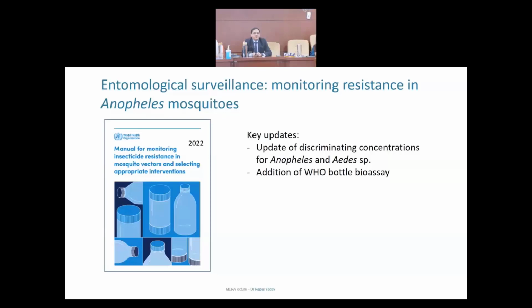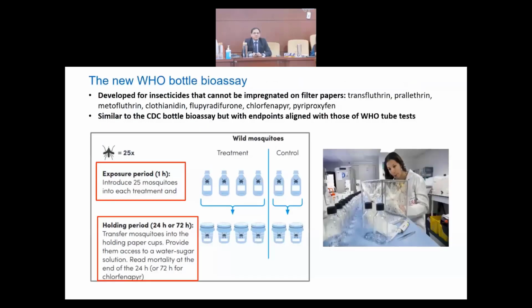We also added in this same manual a new WHO bottle bioassay, and I will explain a little about it later. So this is the WHO bottle bioassay. The WHO bottle bioassay was developed because we were unable to treat many insecticides on filter papers. So there is a list here. Look at transfluthrin, because this is a volatile compound. Although you can treat it on filter paper, no sooner you treat it, in a day or two, everything is gone, because it is a volatile compound. So treated paper is of no use.